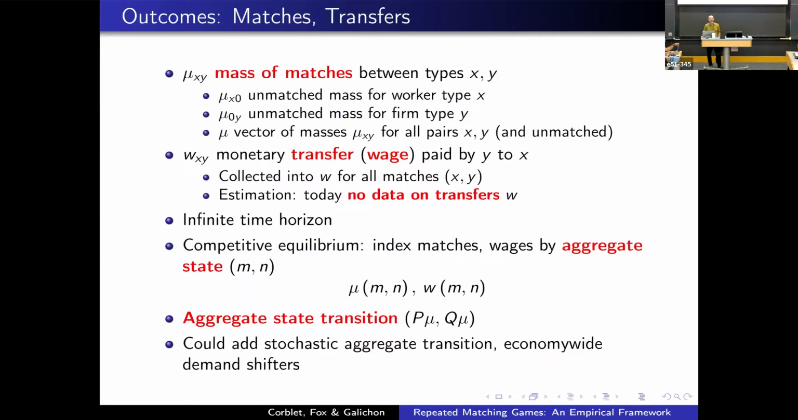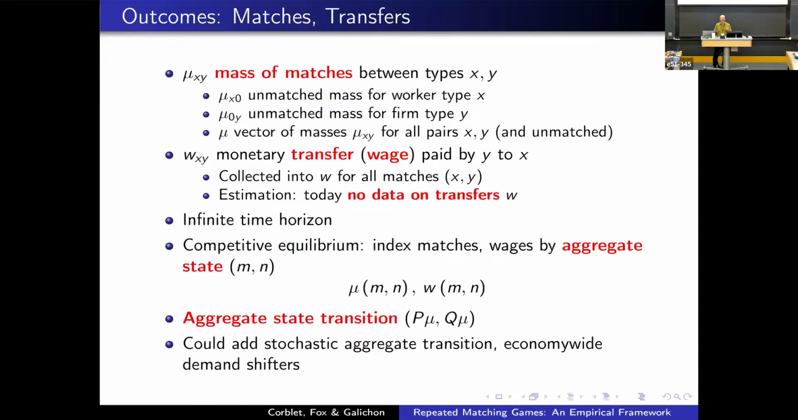Mu of X, 0, is the mass of workers of type X who are unemployed, and mu 0 of Y is the mass of jobs of type Y that are unfilled. If the symbol mu appears without any subscripts, then it's just a vector or matrix of all of those masses. And symmetrically, W_XY is going to be the monetary transfer, or wage, paid by Y to X. Again, we're going to collect those into a matrix or vector W.